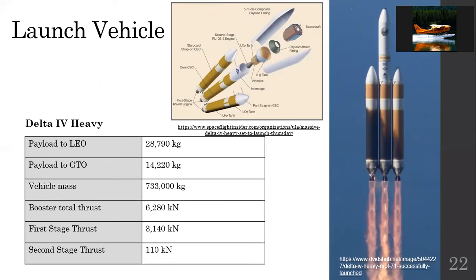Here's an overview of our Delta IV Heavy rocket, which was chosen. It has a payload to low Earth orbit of 28,790 kilograms and a payload to geostationary transfer orbit of 14,222 kilograms, with a vehicle mass of 733,000 kilograms. It was chosen due to its high payload to GTO, as it will allow spacecraft mass to increase in the future if needed. Slide.